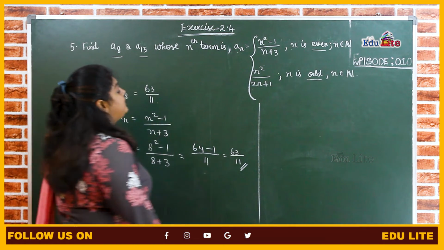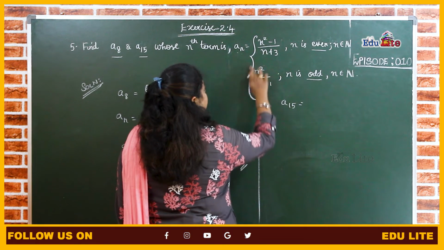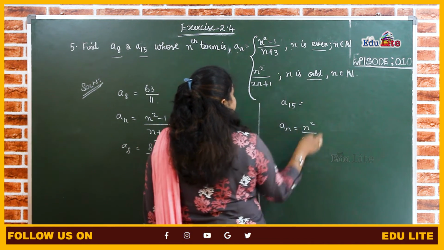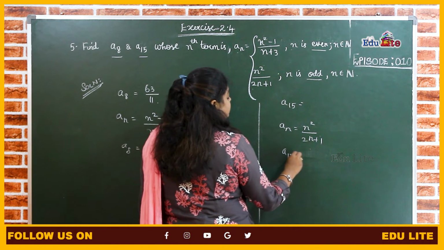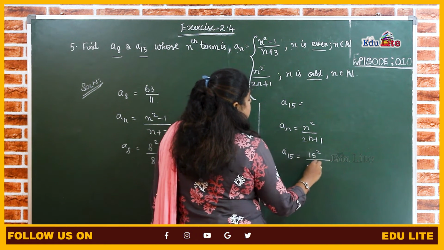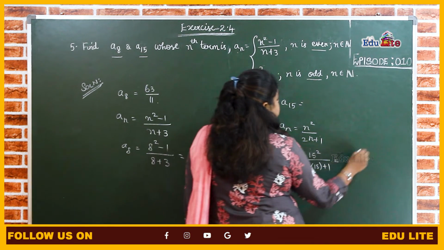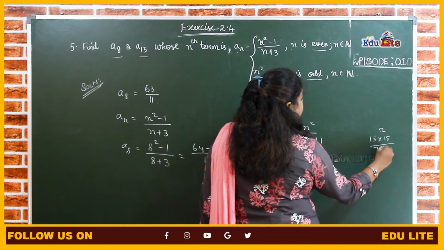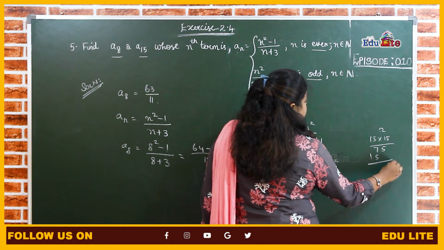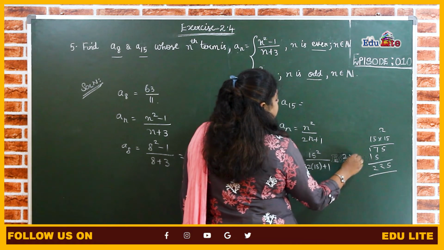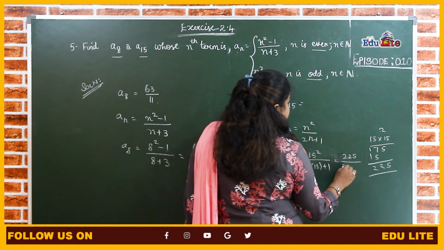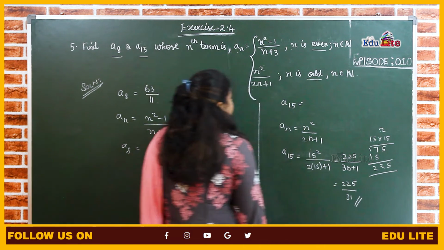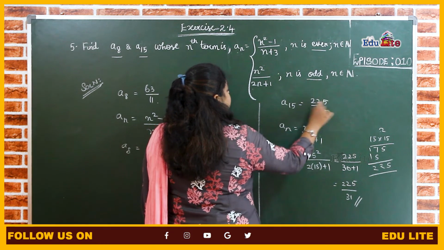Now, we have to find A15. To find A15, we have to consider an as n squared by 2n plus 1 because n is an odd number. So, substituting the value of n as 15, 15 squared by 2 into 15 plus 1. 15 squared is 15 into 15, which is 225. 2 into 15 is 30 plus 1. 225 divided by 31. So, this is A15.